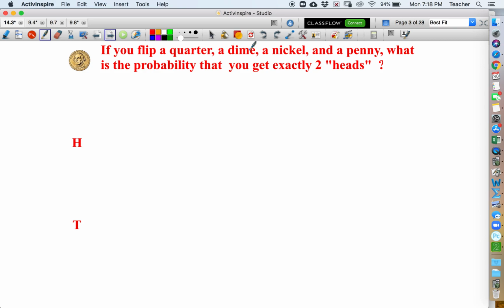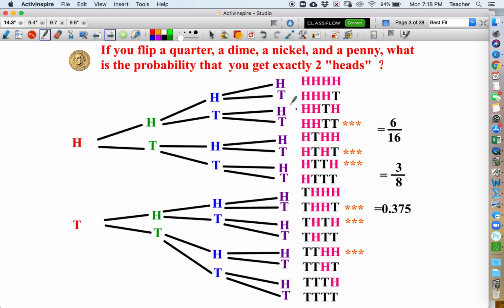If you flip a quarter, a dime, a nickel, and a penny, what is the probability that you get exactly 2 heads? Well, when you do this, you are going to have an enormous sample space. And this one here is just flipping 2 coins. 1, 2, 3, 4 coins. So the first coin, second, third, and fourth.